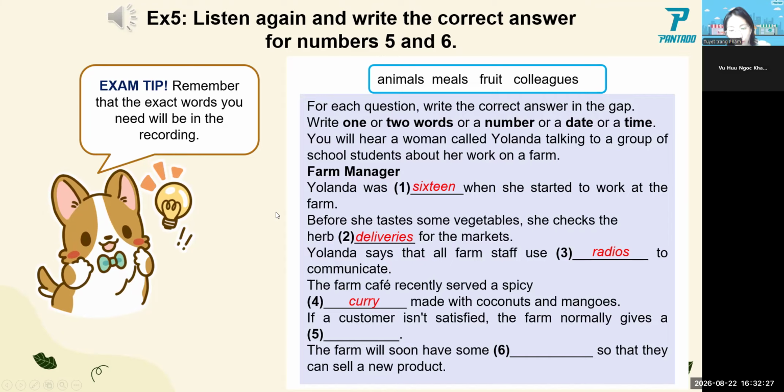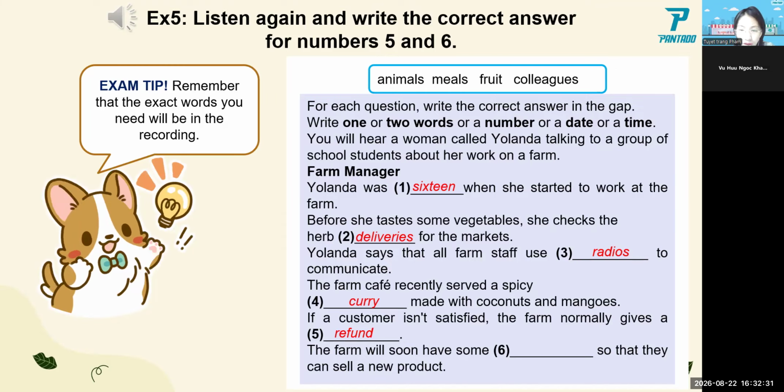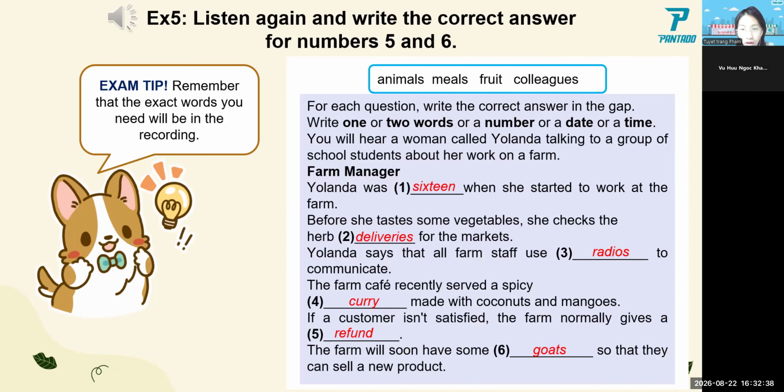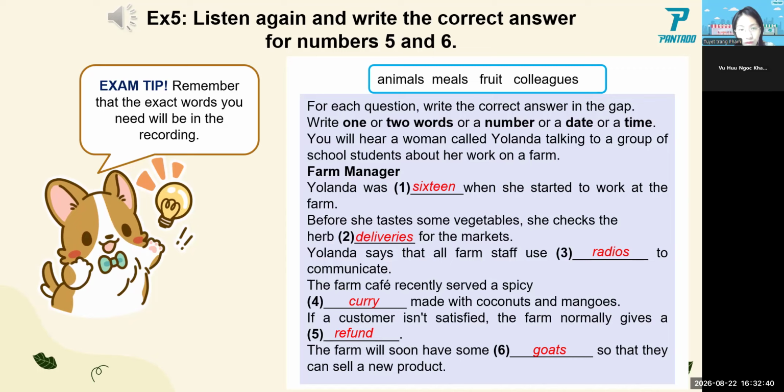You have number 5, refund. Give a refund. And number 6, some goals that they can sell a new product. Okay, thank you. Very good.